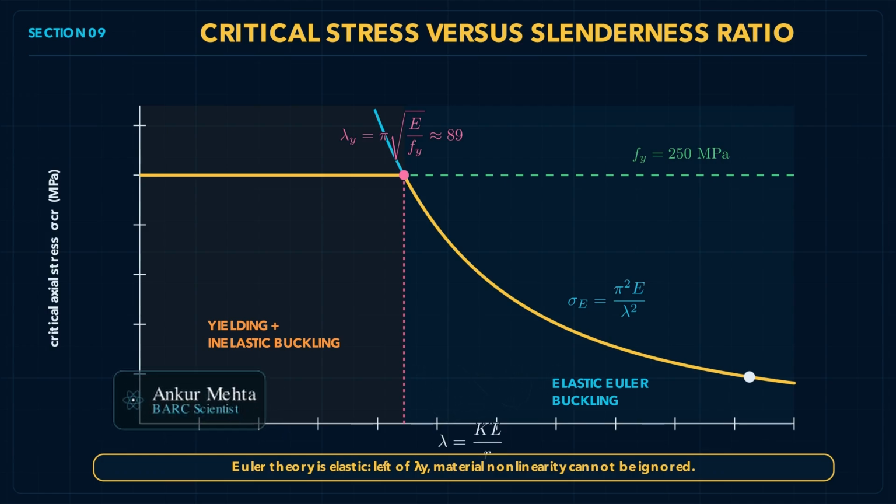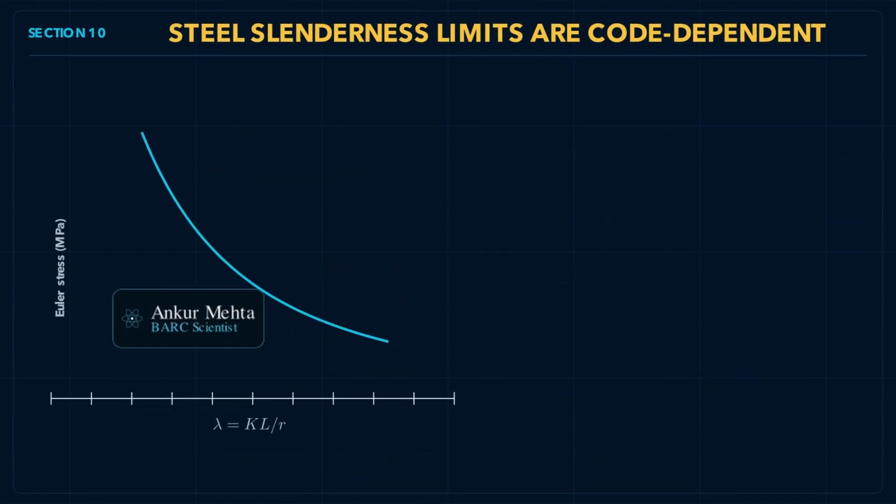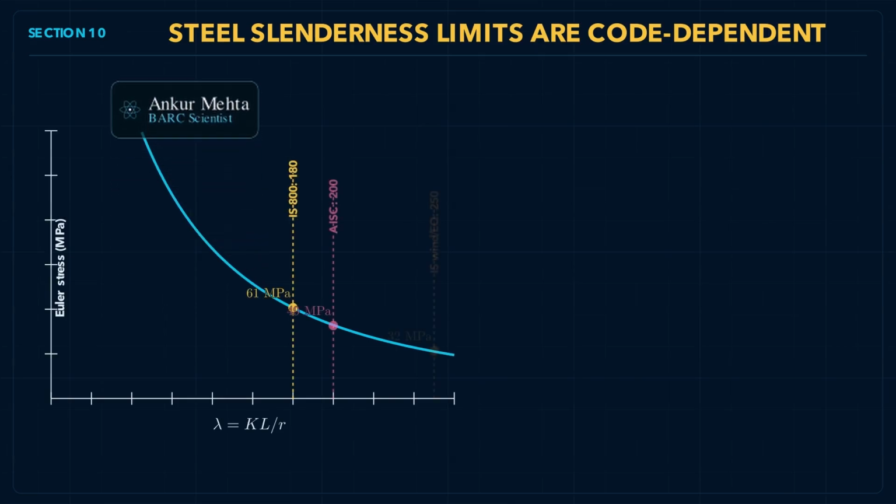For typical structural steel, take elastic modulus E as 200 gigapascals and yield stress F sub y as 250 megapascals. The Euler curve intersects the material yield line at a slenderness of about 89. To the left of this intersection, Euler theory predicts a stress higher than yield and is not valid, with inelastic buckling governing. To the right, the column is slender and elastic buckling becomes the dominant failure mechanism. Do not confuse this theoretical transition point with a practical engineering limit.